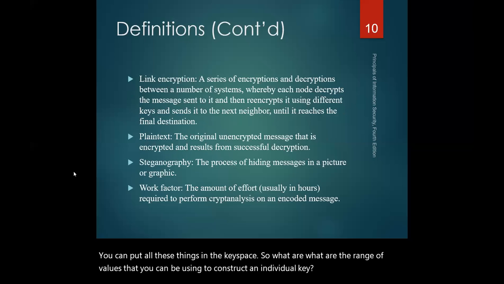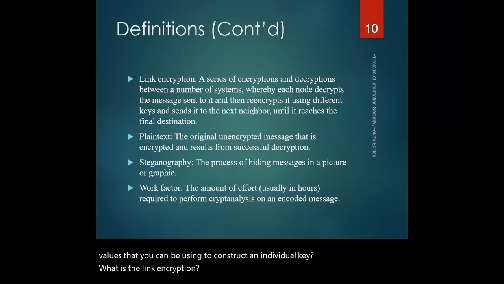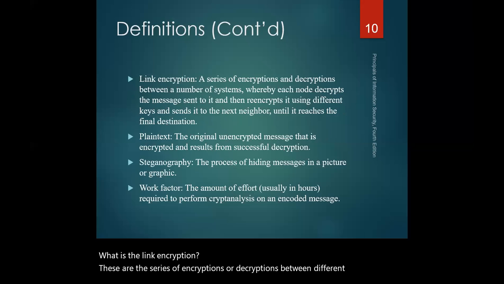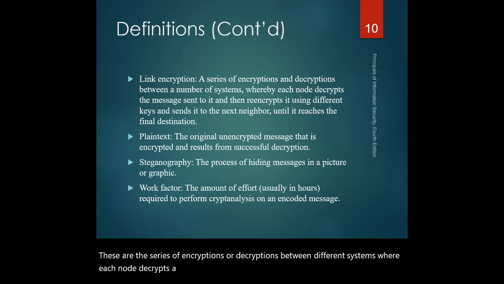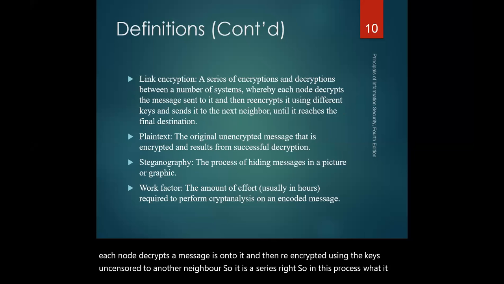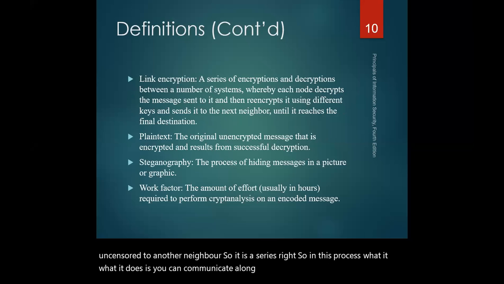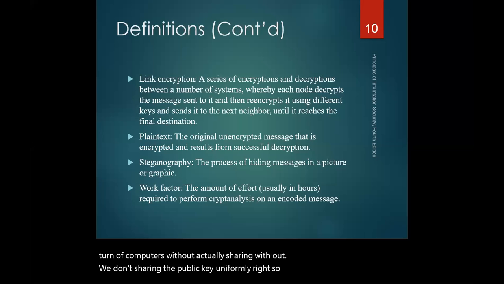Now, what is link encryption? These are a series of encryptions or decryptions between different systems, where each node decrypts a message that is sent to it and then re-encrypts it using its keys and sends it to another neighbor. So it is a series, right? In this process, you can communicate along a different chain of people, or a different chain of computers, without actually sharing the public key uniformly. So the keys are different.